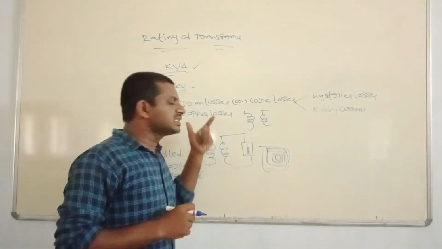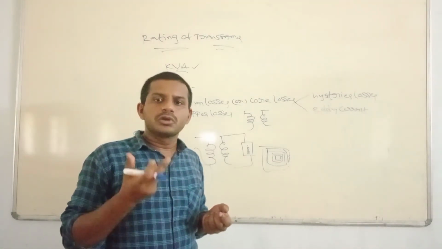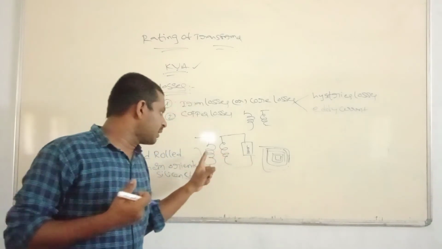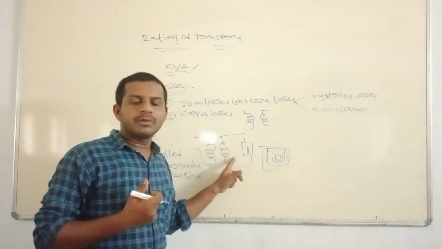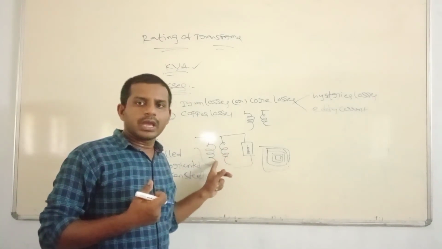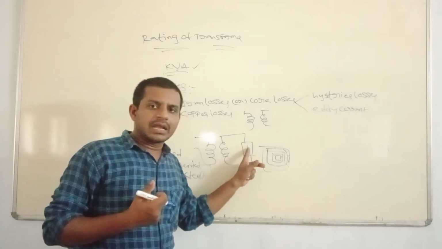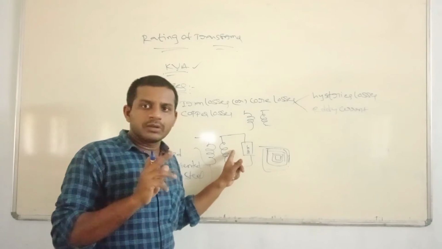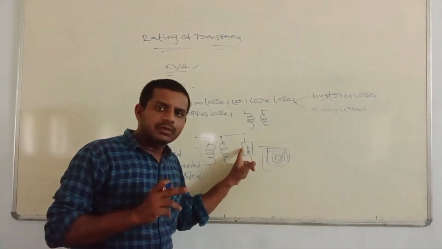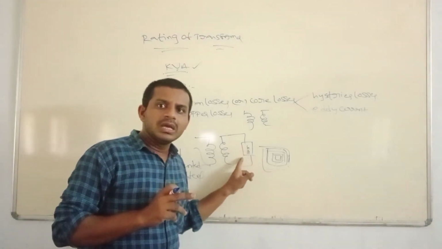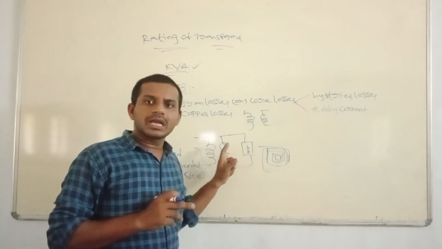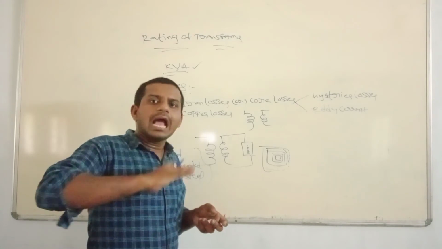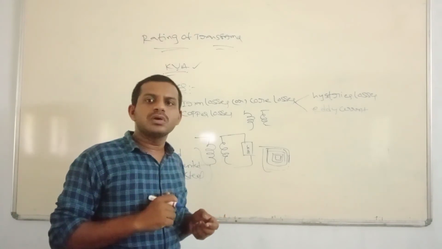The copper losses are produced due to the copper material. In a transformer, both the primary and secondary windings are made of copper. Whenever the load is connected, taking the load into consideration is very important. Whenever we connect the load, the copper losses increase. With a gradual increase of load, the copper loss also increases.